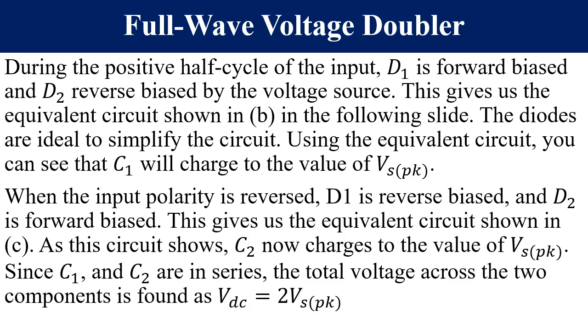When the input is positive, D1 is forward biased, and when the input is negative, D2 is forward biased. Because D1 is conducting, it is going to charge capacitor C1 to the peak supply voltage, and when D2 is conducting, it will charge capacitor C2 to the peak supply voltage. Because the two are in series, the output voltage is equal to 2 times peak supply voltage, and the function of C3, take note, is to act as the filter capacitor to remove some ripples.